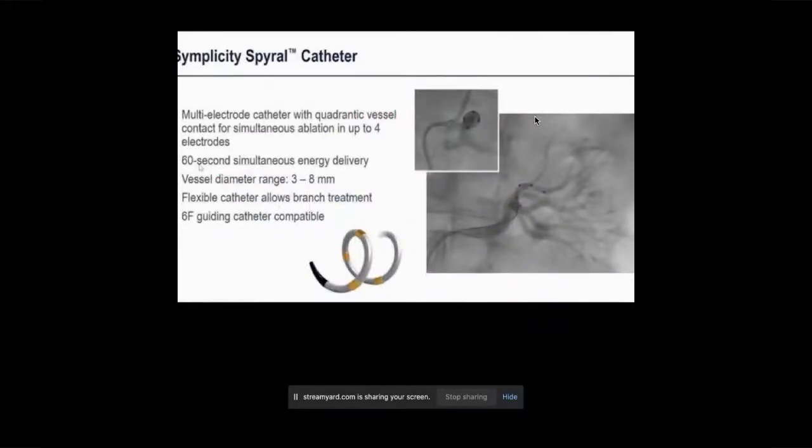So the Simplicity spiral catheter, this is what we used. This is a multi-electrode catheter with a quadrantic vessel contact for simultaneous ablation in up to 4 electrodes. So there are 4 electrodes and they contact different areas of the wall. You can give 60-second simultaneous energy delivery in all of the 4 electrodes. The vessel diameter has to be between 3 to 8 millimeters. You cannot give the energy in a vessel which is less than 3 millimeters. It is a flexible catheter, so it allows entry into all the branches and treatment in all of them. And the catheter that is used for it is a 6 French guiding catheter.